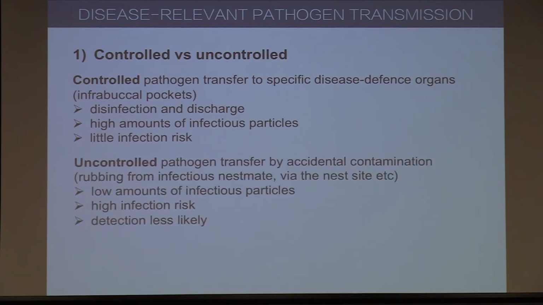Whereas on the other hand, you can have uncontrolled pathogen transfer by, say, accidental contamination, by rubbing off, by walking past an individual and getting it on the back or something. There we can actually have quite low amounts of infectious particles that provide a high infection risk, and also the detection by the ants is harder, because it's somewhat unnoticed by the ant itself, so maybe they are not cleaning it as thoroughly as if they know that they have it in their mouth.